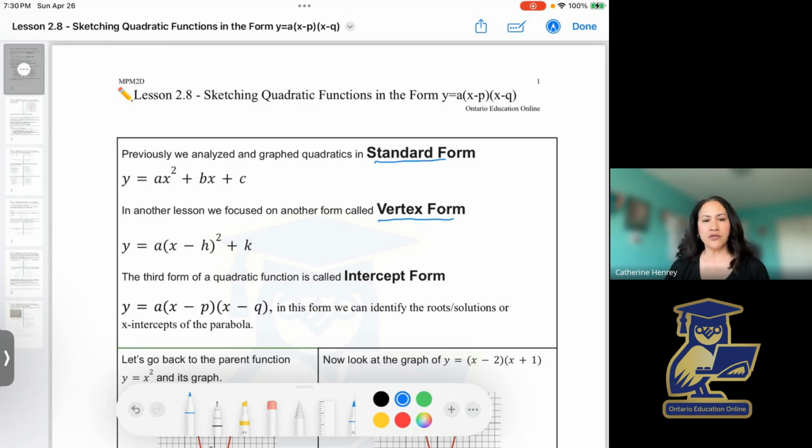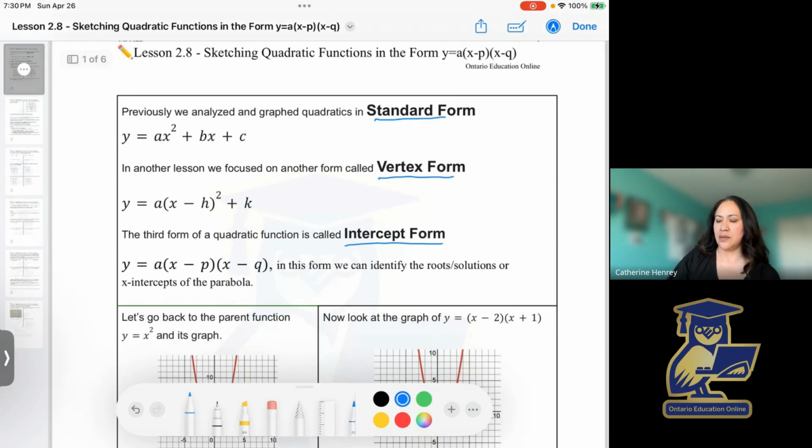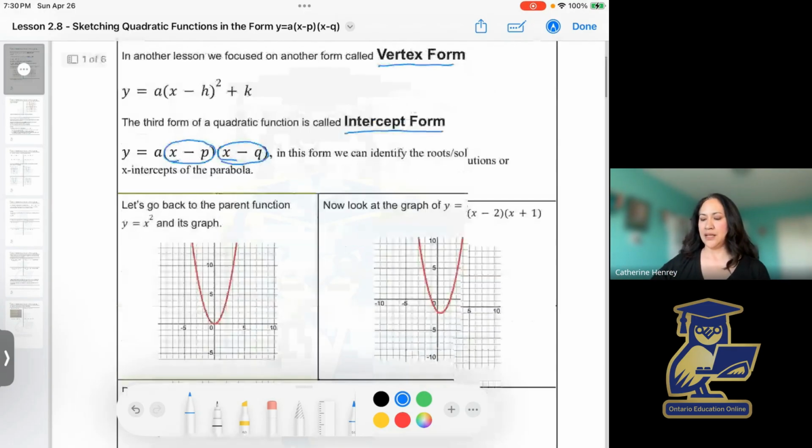The third form that I want to introduce you to is called intercept form. Intercept form is called that because it gives you the intercepts. It actually gives you the x-intercepts of the function. Remember what that is? The intercepts are the locations at which the parabola crosses the x-axis. So let's take a look.